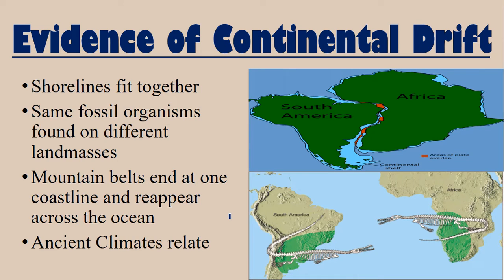They also found that mountain belts end on one coastline and reappear across the ocean. It means the mountains had to be made when the continents were together. They also noticed that ancient climates related. They could look at the fossils of different plants and see that this place, which is cold now, had warm conditions. They have found fossils suggesting that Antarctica was once in a more tropical region, based on some of the fossils or impressions they found.